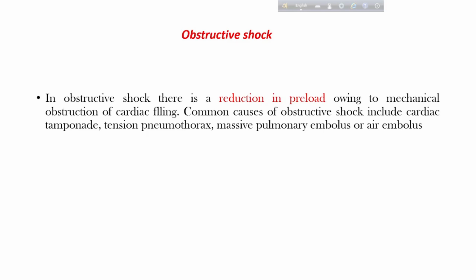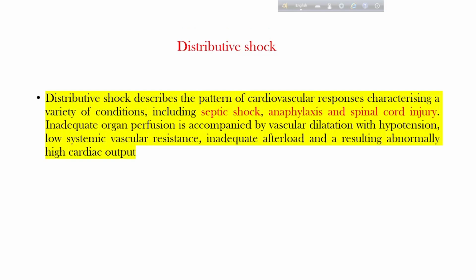Then distributive shock. Distributive shock describes a pattern of cardiovascular response characterized by a variety of conditions including septic shock, anaphylaxis, and spinal cord injury. All are collectively called distributive shock. Inadequate organ perfusion is accompanied by vascular dilatation with hypotension, low systemic vascular resistance, inadequate afterload, and a resulting abnormally high cardiac output.